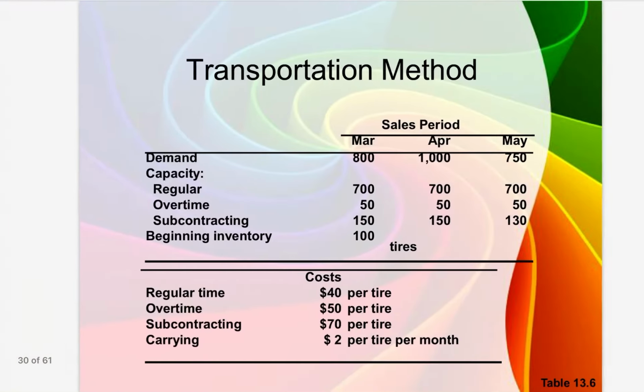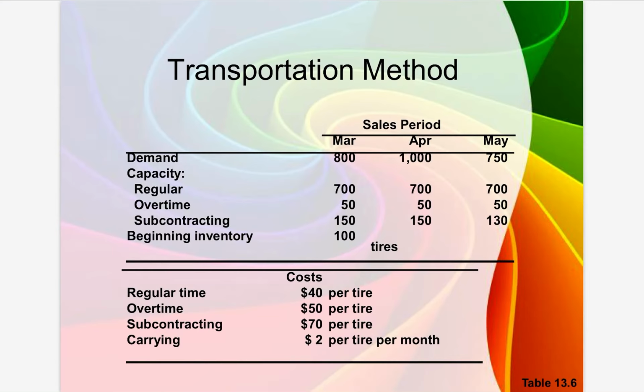So we should be able to arrive at a setup or a schedule that will minimize the total costs. For our example, we are given 3 sales periods, from March and April to May, and for each period we were given the demand. So we have 800 for March, 1,000 for April, and 750 for May. And then for our capacity, we have the regular, overtime, and subcontracting, for each sales period. They vary accordingly. And then we also have the beginning inventory of 100 tires. So the demand or units here are in tires.